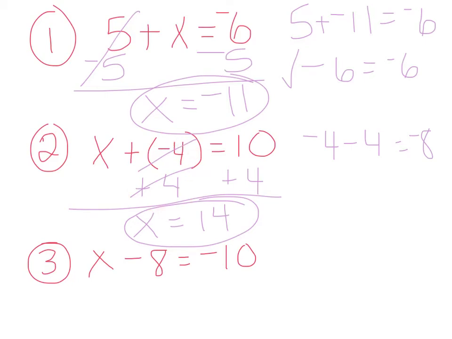Okay, and number 3, so we have x minus 8 equals negative 10. Well, it's being subtracted 8. It's a negative 8, so to get rid of it, we're going to need to add 8.